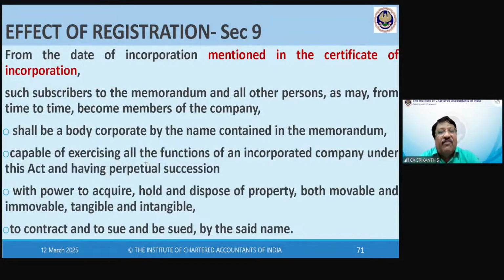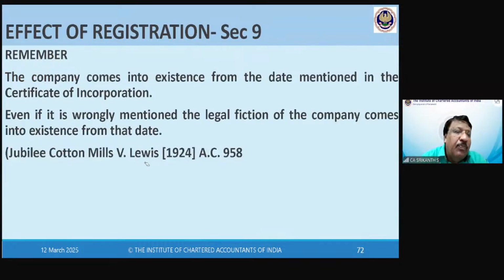So this is the effect of registration. Remember, the company comes into existence from the date mentioned in the certificate of incorporation, even if it is wrongly mentioned. The legal fiction, use the word legal fiction. The law creates a fiction. Fiction is something that is not truth, means not real. But the law creates a fiction called the company. It gives existence to a company. And the legal fiction of the company comes into existence from that date, right?